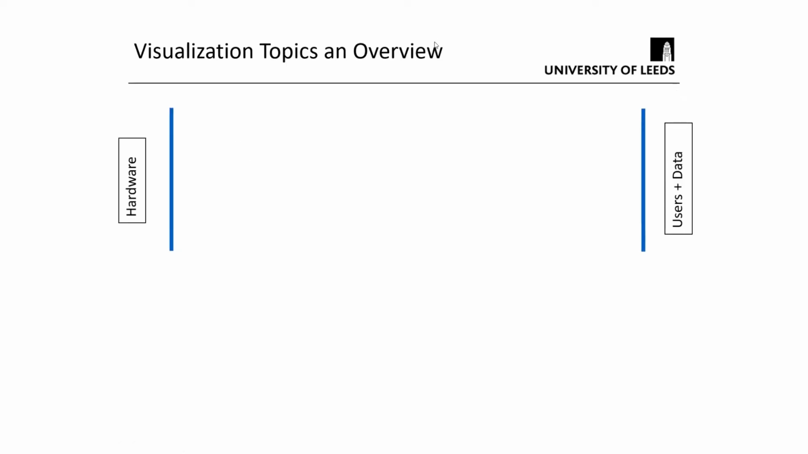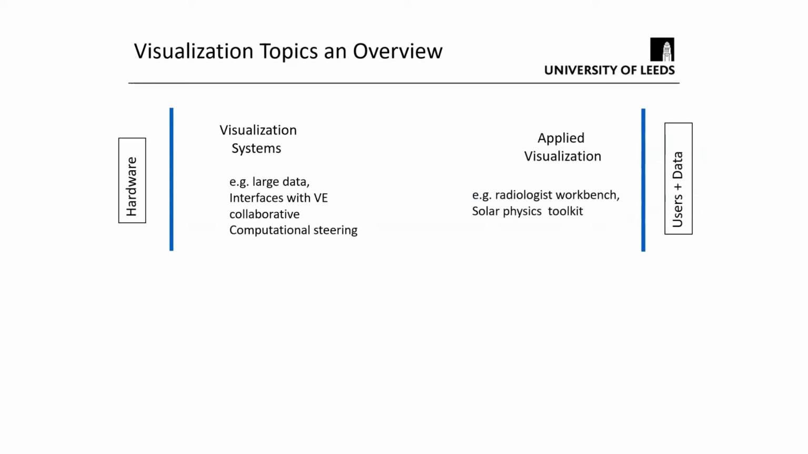Right, so this is an overview of the topics in visualization. We've got hardware on the left. I'm building up a diagram as we go. And then we've got the visualization system. This is the software that is very related to the hardware, particularly if you've got large data or large virtual environments or virtual reality environments that you want to connect it to.